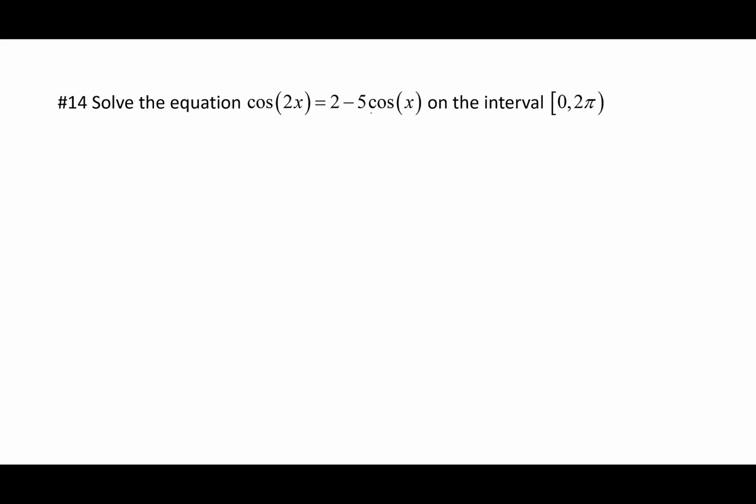If I'm seeing only a cosine in the problem other than this cosine of 2x, I'm probably going to want to change this into the version of the formula that uses strictly cosines. And so I would rewrite cosine of 2x as 2 cosine x minus 1, and then on the right hand side of our equation we have 2 minus 5 cosine x. Okay, I forgot the squared: 2 cosine squared x minus 1 equals 2 minus 5 cosine x.